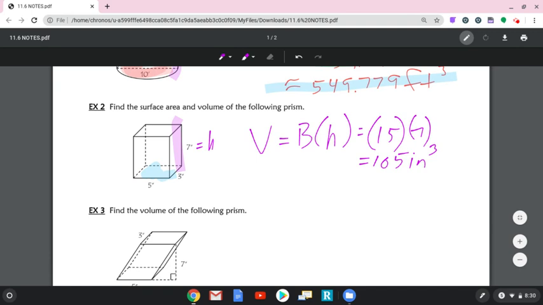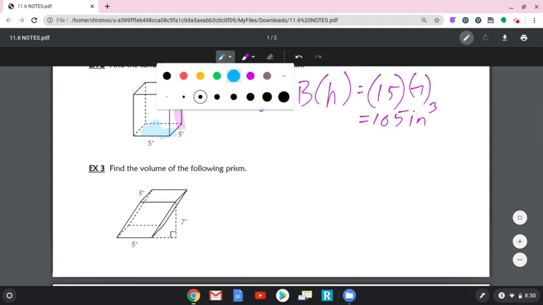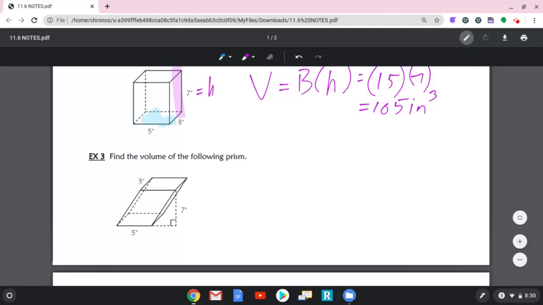Now, down here, we're going to just go over a little rule, okay? So take a look at this. This is an oblique prism. And I want to let you know that there is a principle.